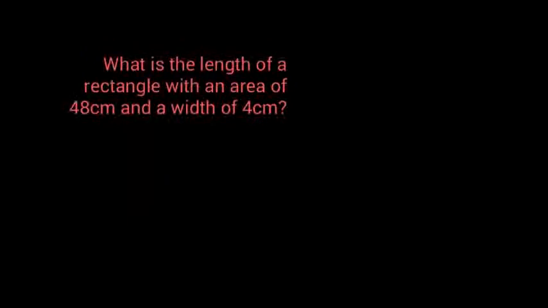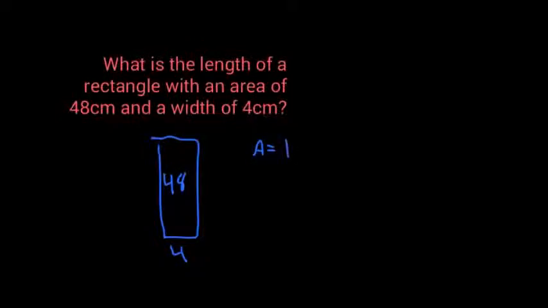Alright, so what is the length of a rectangle with an area of 48 centimeters and a width of 4 centimeters? So think of a rectangle. Our width is 4, and our area is 48. So remember, area equals length times width. So 48 equals 4 times something, and we'll just call that L for length. So you just think of doing a fact family. So L times 4 equals 48.